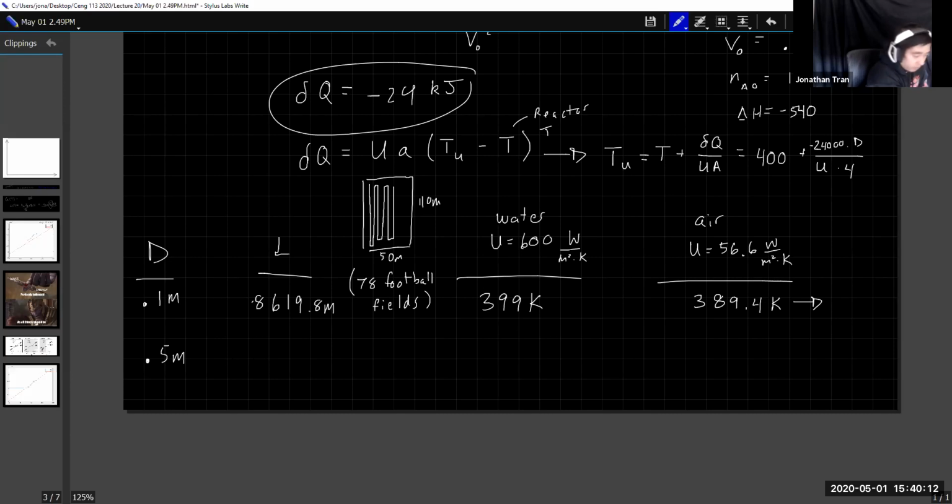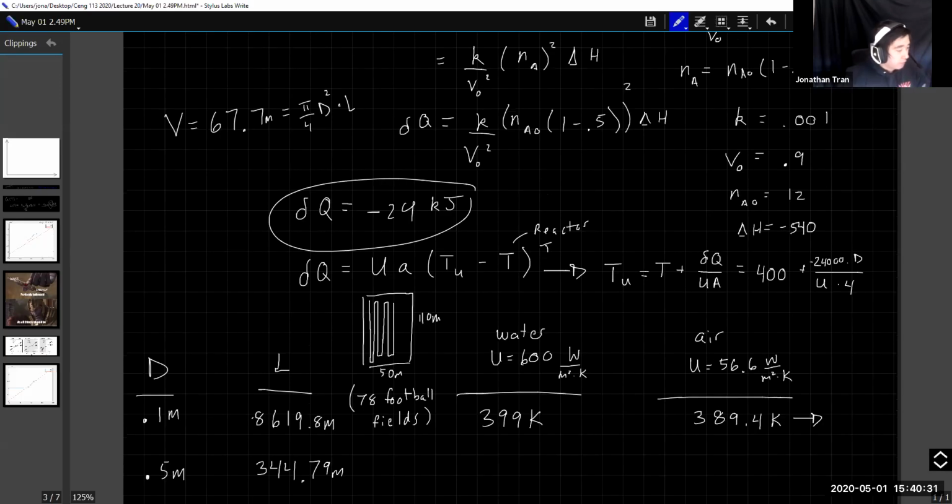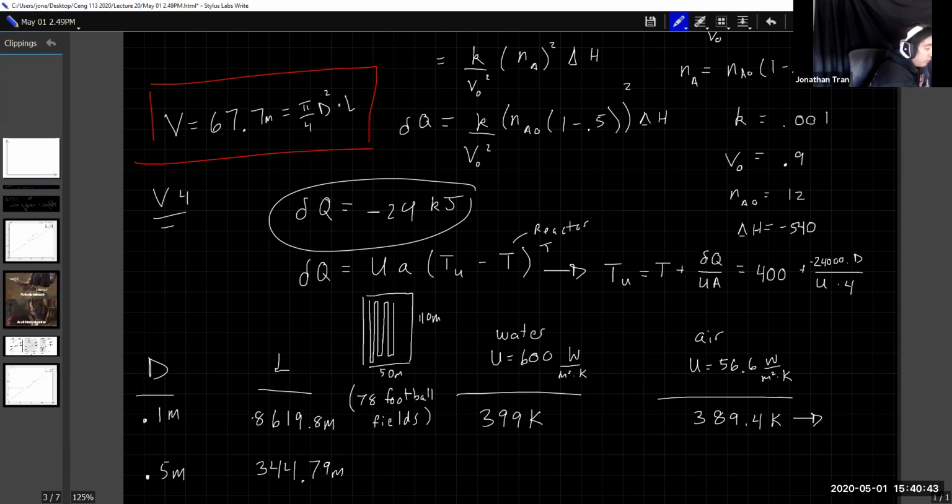Now, if we were to move up to a 0.5 meter diameter, which is a fairly large diameter as far as these pipes are concerned, it'll reduce our length significantly down to 344.79 meters in length. How do you do the calculation for L? You would use this equation up here, and you could rearrange that equation for L. In this case, it would be 4 divided by pi divided by diameter squared, times the volume, is equal to L.